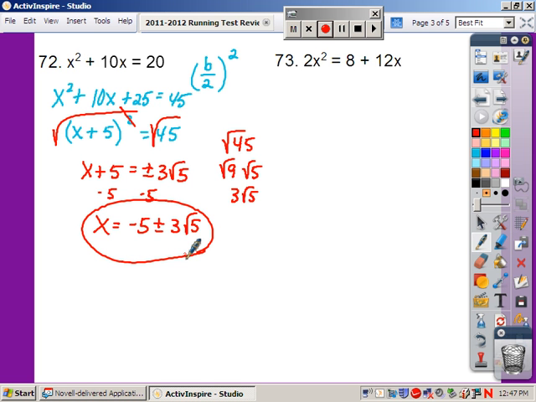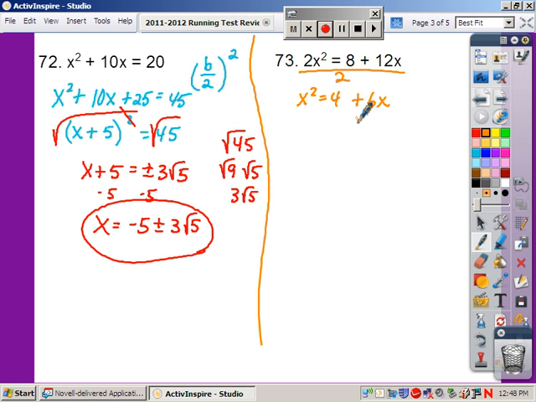So number 73 has the same basic principles involved in it, but it starts out a little bit differently. As you can see here, what we really want, we already have in this problem, which is to say the x squared and x terms are together, and the regular numbers on the other side, and there's nothing to simplify out. Here right away I would say you could divide everything by 2, so you should do that. That's going to be x squared equals 4 plus 6x.